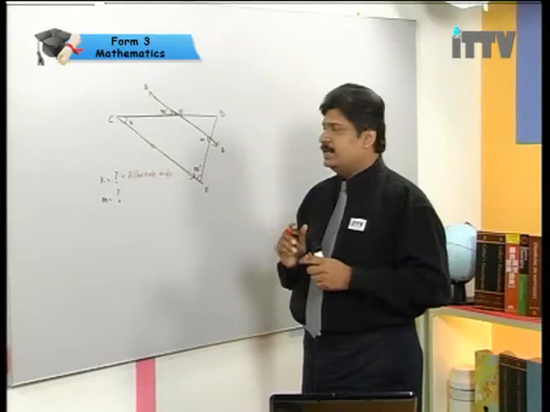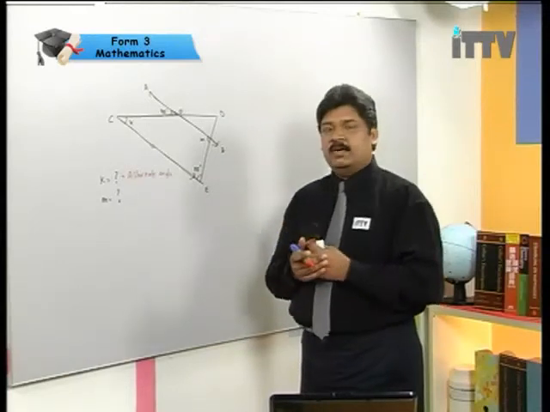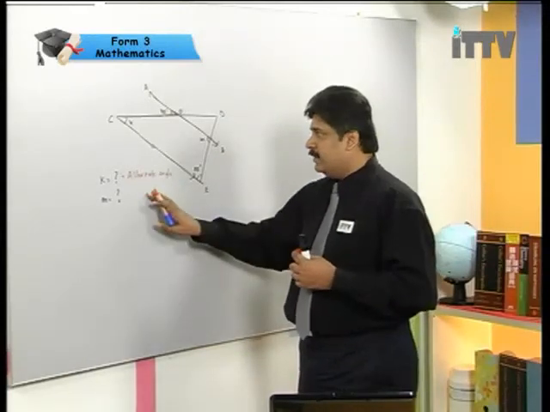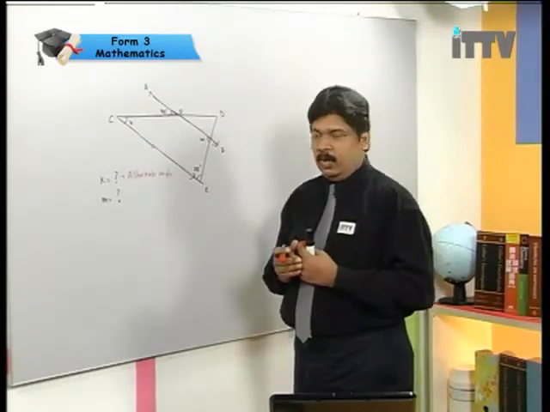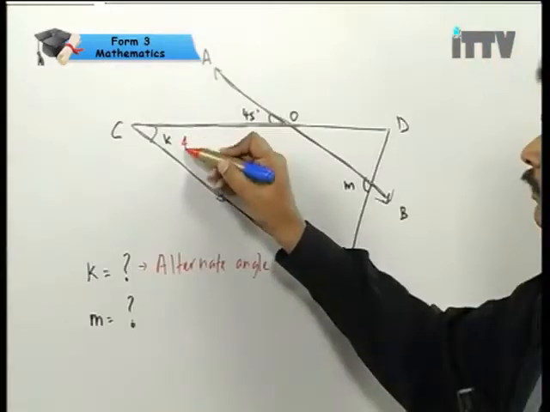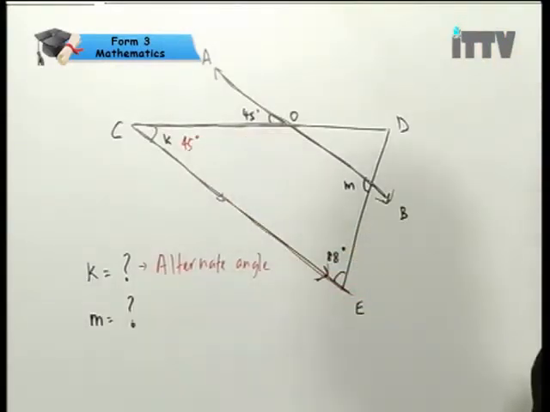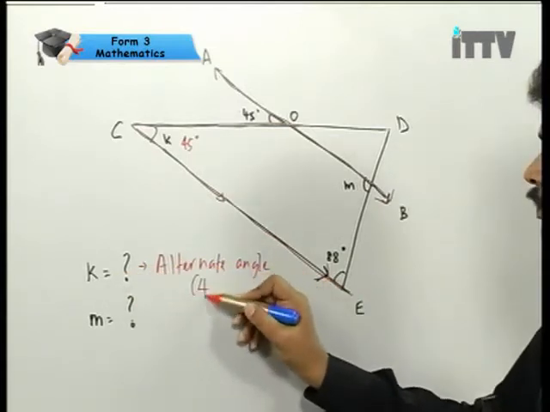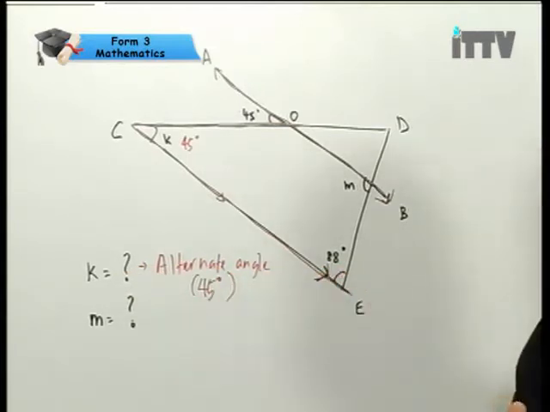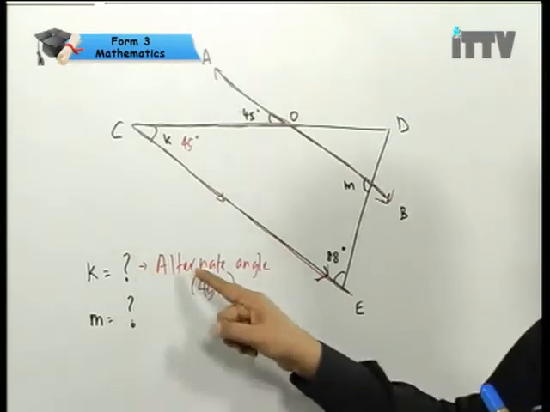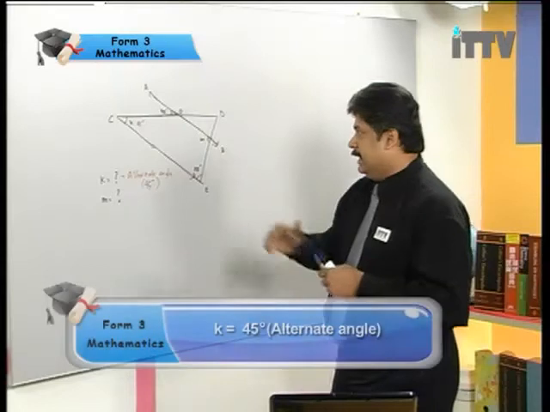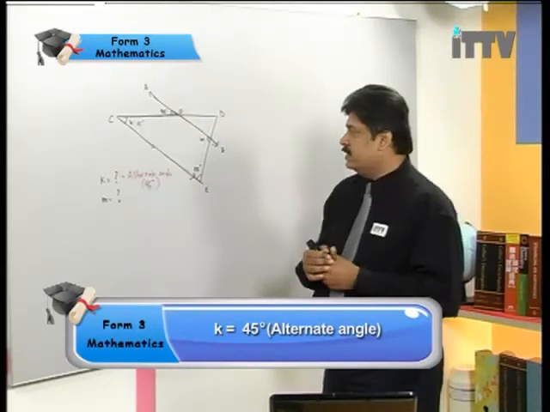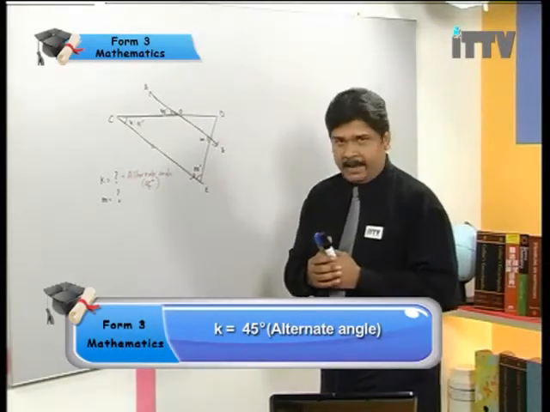Now the issue of alternate angles, like we have discussed in our earlier lesson, is that when you're dealing with alternate angles, their values are equal. Therefore, K will also carry the value of 45 degrees. Therefore, the value of K would be 45 degrees because K is an alternate angle. It's that simple. Okay. Let us now turn our attention to the issue of angle M.